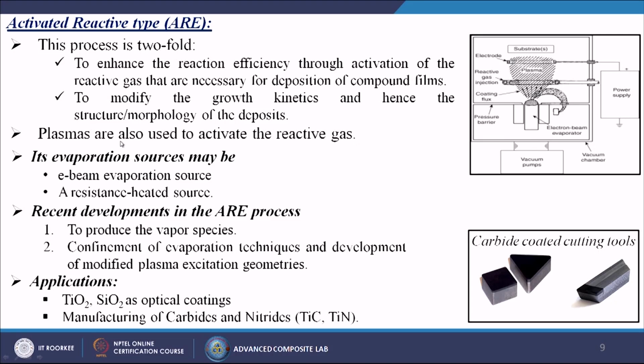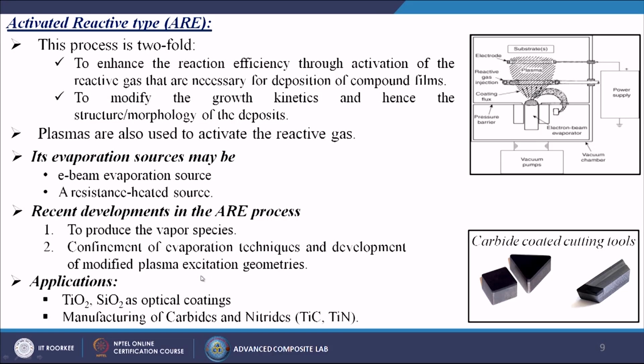Plasma is also used to activate the reactive gas. Its evaporation source may be either an E-beam source, or an electron beam, or some kind of resistance heated source. So recent developments in the ARE process are to produce the vapor species, confinement of evaporation techniques, and development of modified plasma excitation geometries.